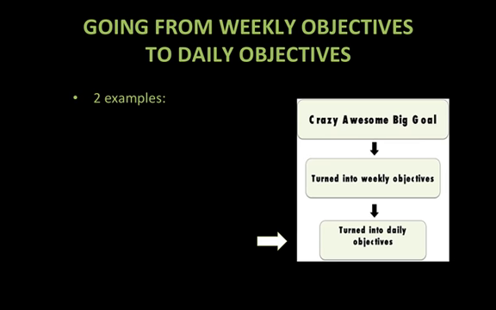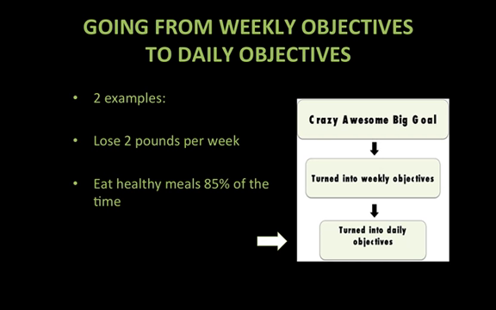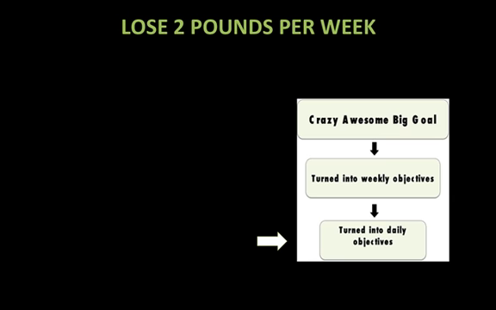So I'm going to go through and I'm going to give 2 examples. Okay? And the first example that I'm going to use for turning our weekly objectives into daily objectives is to lose 2 pounds per week. Okay? And the second example will be eat healthy meals 85% of the time. So let's go ahead and start with lose 2 pounds per week and how I would go about breaking that down.